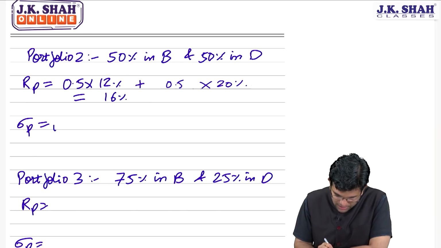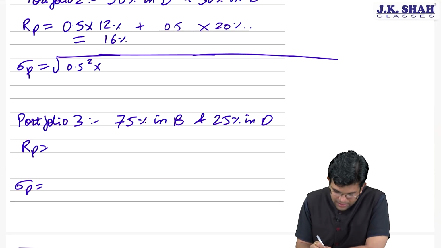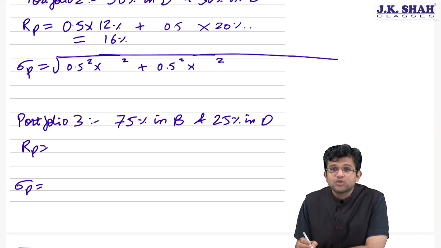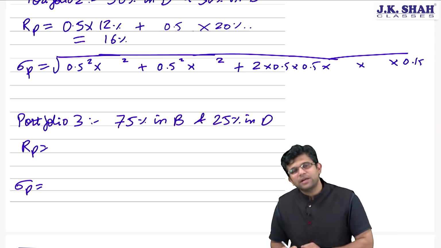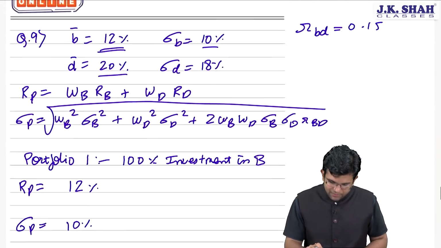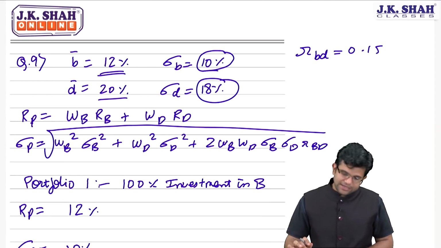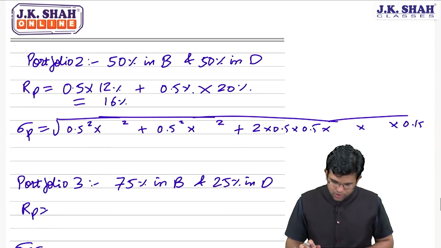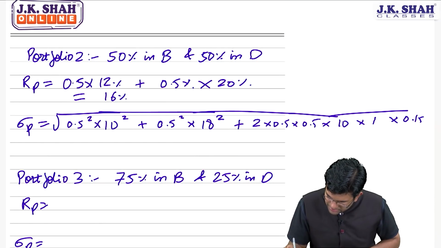It will be the big root sign calculation now. It will be 0.5 square into something square plus 0.5 square into something square plus 2 into 0.5 into 0.5 into something into the correlation coefficient, that is 0.15. Now students, what is that something? It is nothing but the sigmas, correct? So sigma of B is 10, sigma of D is 18. So I'll put the numbers here: 10 square, 18 square, 10 and 18.